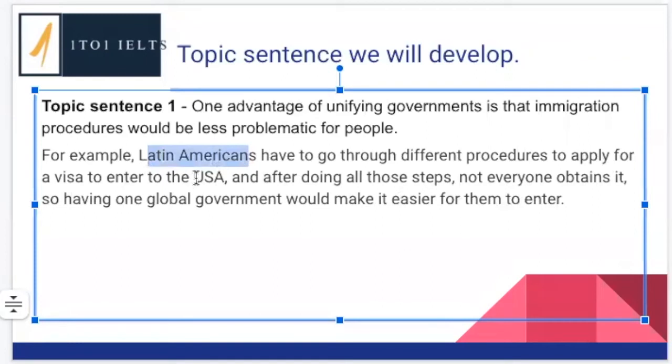But good, we're talking about Latin Americans going into the USA, so it's a very specific example. We're definitely showing that this one government would make it easier for them because they're not going to have to go through all these steps. So good example, relevant, well done.